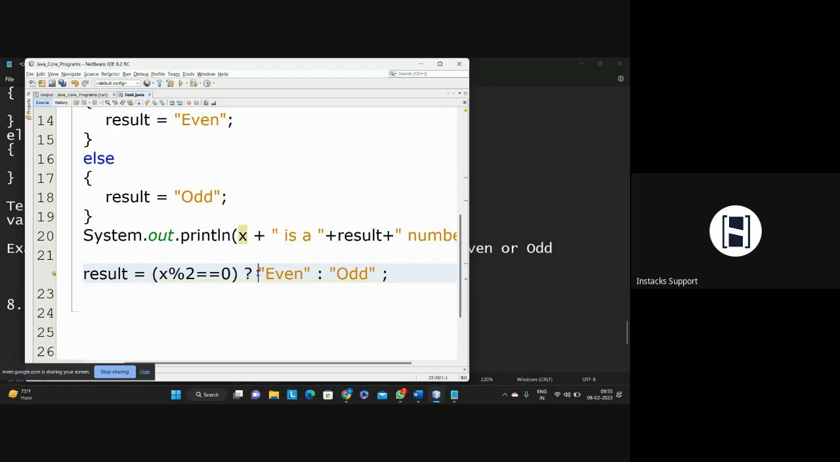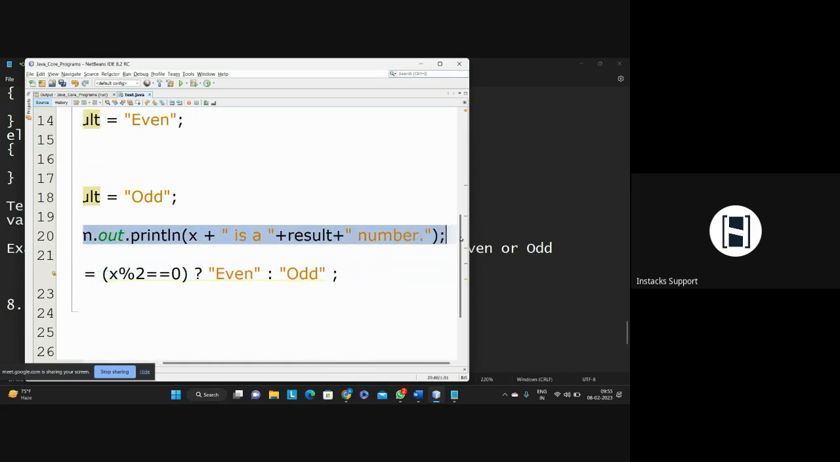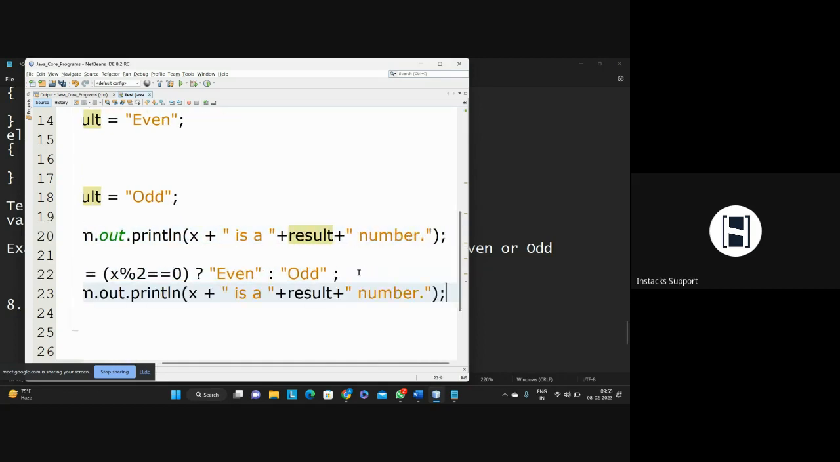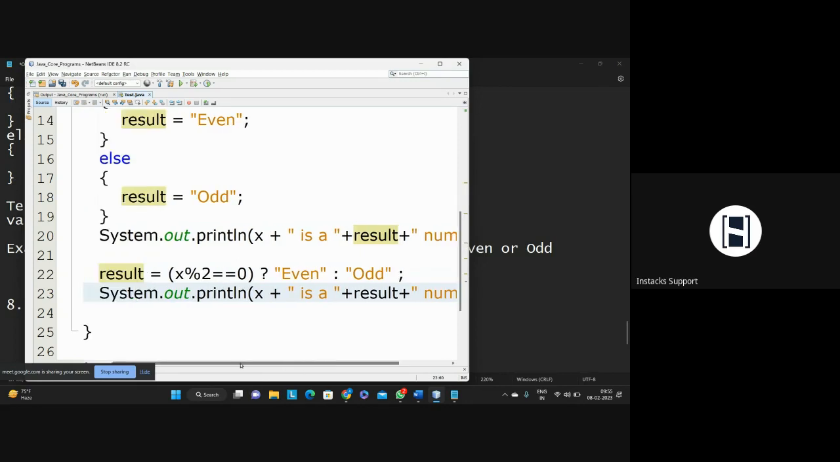If this condition is satisfied, then this is going to get executed. This is the true part. If this condition is false, it is going to execute this, which is nothing but the false part. See, it is just a warning. It's saying the assigned value is never used. I'm assigning the value, but I'm not making use of it. So let us just print it. Same print. I'm going to copy and put it here. That's it.